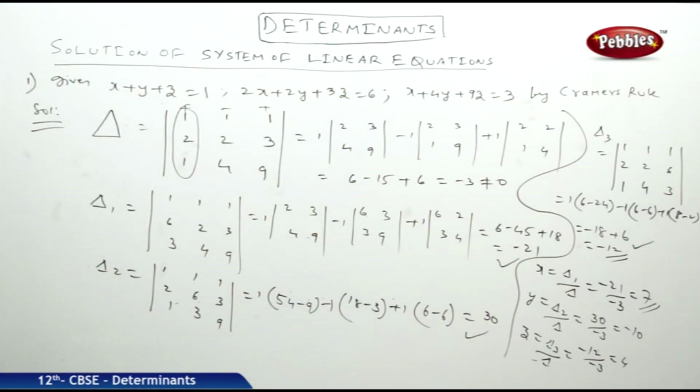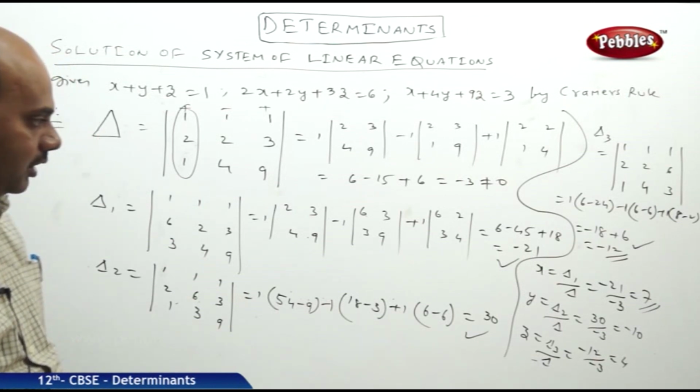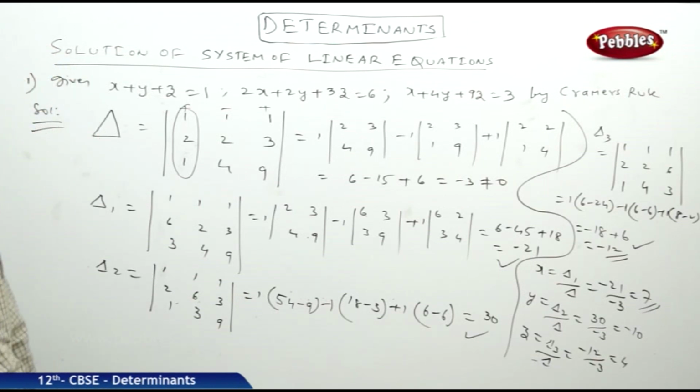So finally I will be concluding: x value is 7, y value is minus 10, z value is 4.